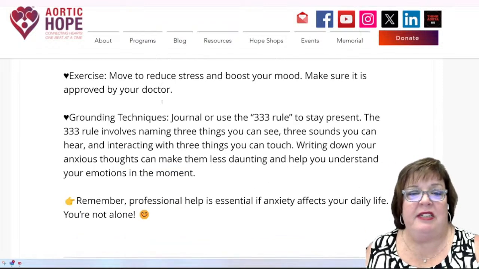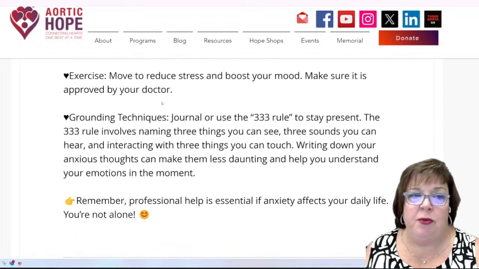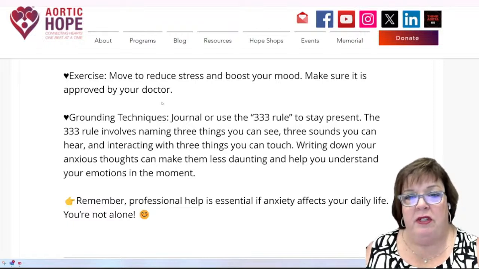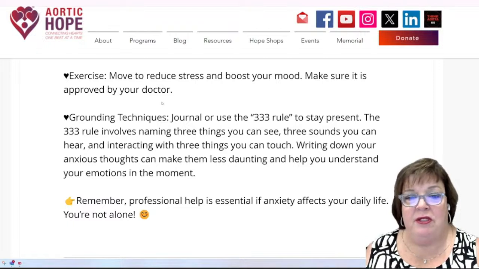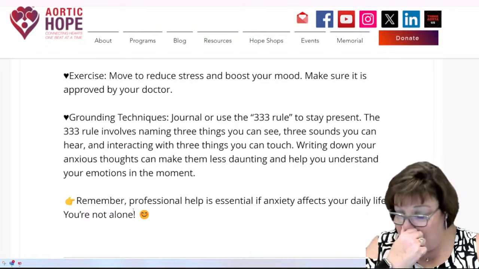We also have grounding techniques. You can journal or use the 333 rule to stay present. The 333 rule involves naming three things you can see, three sounds you can hear, and interacting with three things that you can touch. Writing down your anxious thoughts can make them less daunting and help you understand your emotions in the moment. Remember, professional help is essential if anxiety affects your daily life. You are not alone. And that is so true.